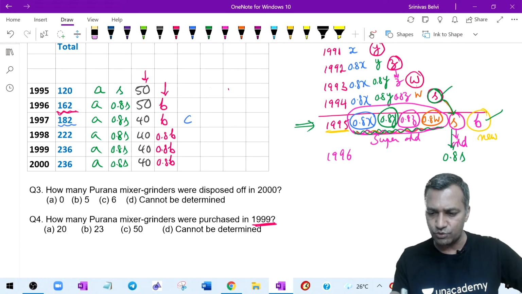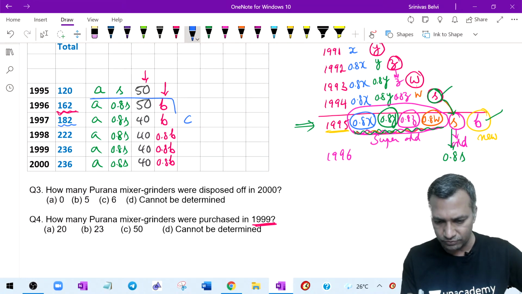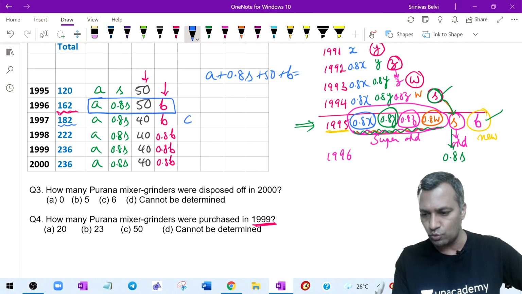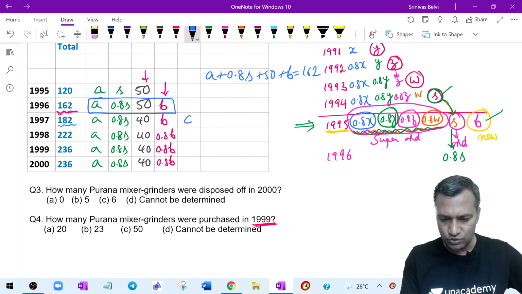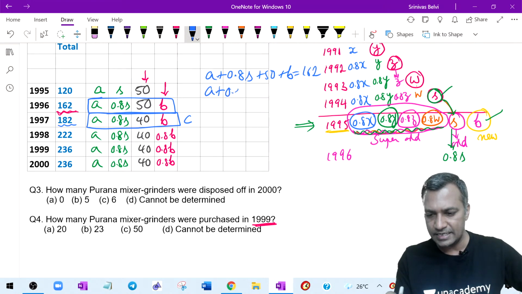You may wonder, how can you find this C? Listen to me carefully here. Go to the previous step. What was the value of this? The value of this is 162. Let me write it here. A plus 0.8S plus 50 plus B is equal to 162. Now look at what you are writing here. A as it is, 0.8S as it is. This 50 has become 40 and this B remains B.